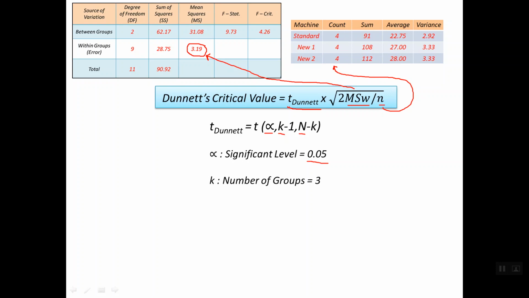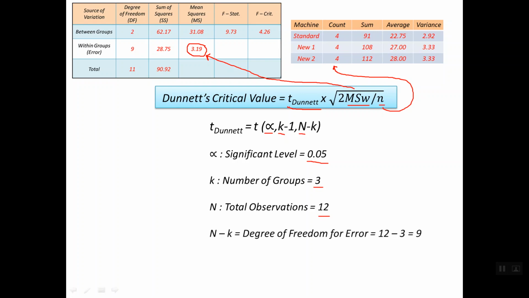K represents the number of groups. We have 3 groups, 1 for the standard machine and 2 for the new machines. Capital N represents the total observations. We have 4 observations for each group, so the total is 4 times 3, which is 12. N minus K represents the degrees of freedom for the error, which is 12 minus 3, which is 9.